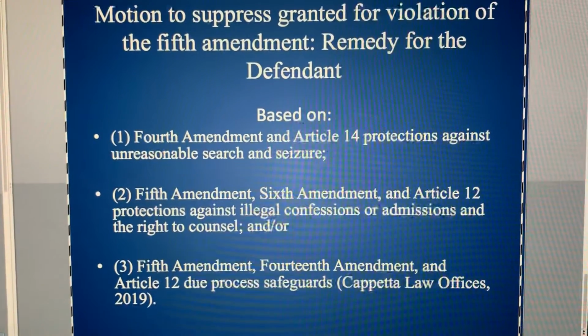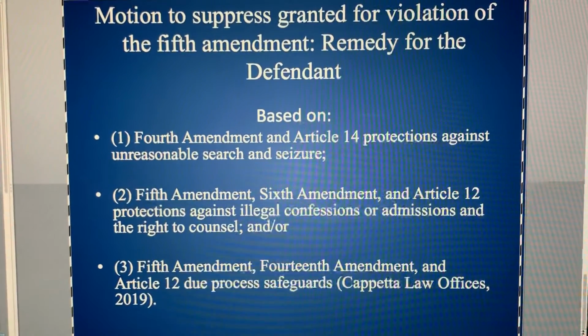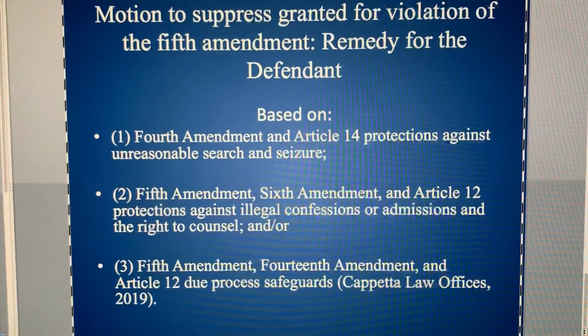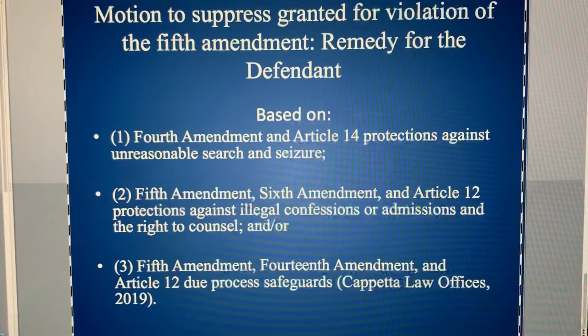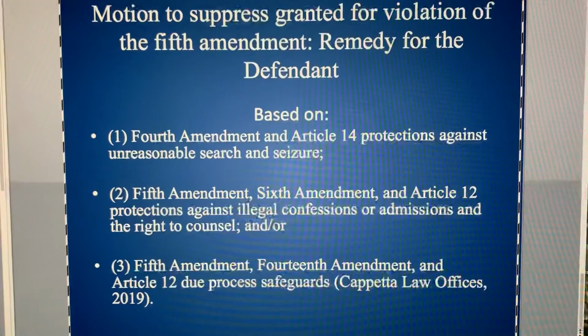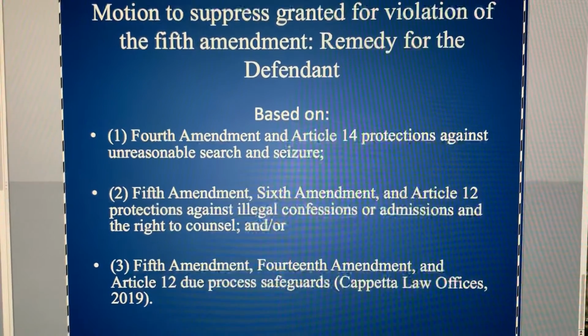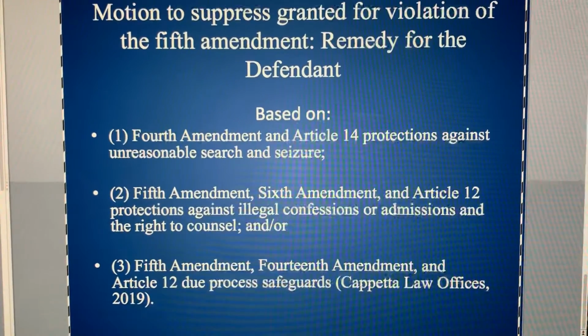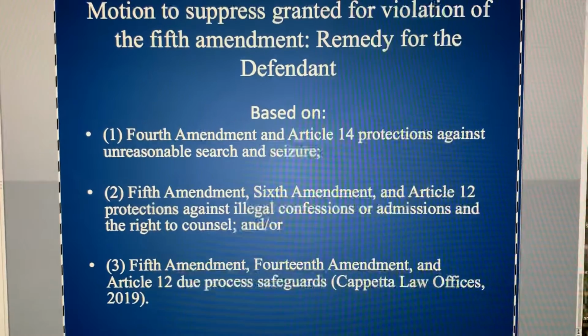After argument, the judge will issue a decision. If the motion to suppress is allowed, the Commonwealth may not be able to go forward with the prosecution, depending on what, if any, additional evidence it has against the defendant. Sources: Capella Law Offices 2019. The remedy would be in favor of the defendant, in which the prosecution may not continue.